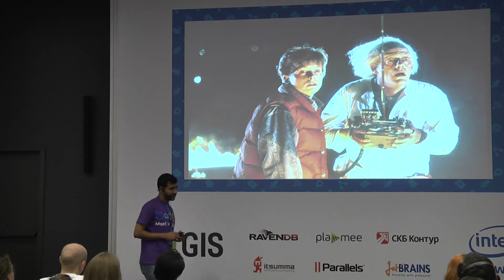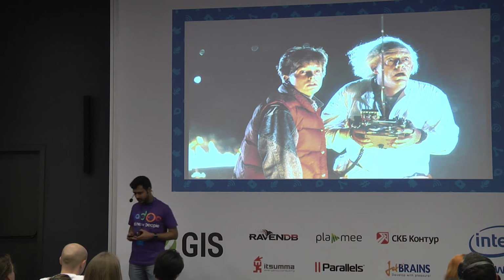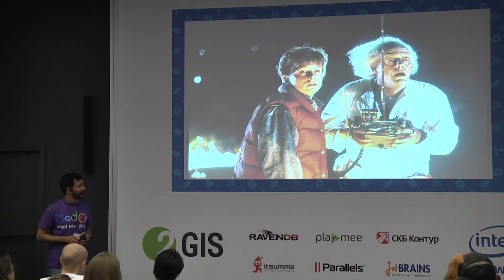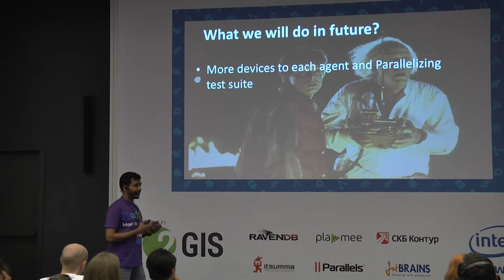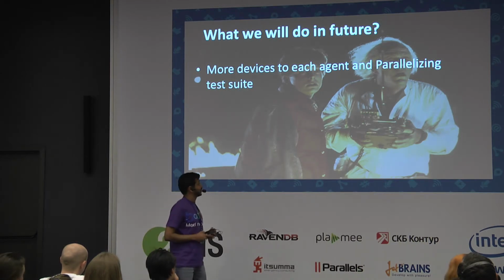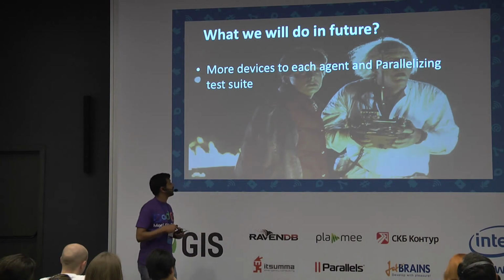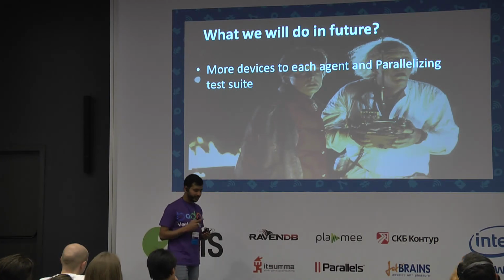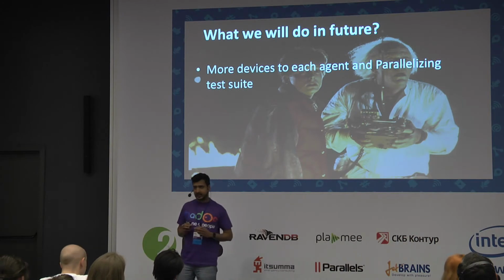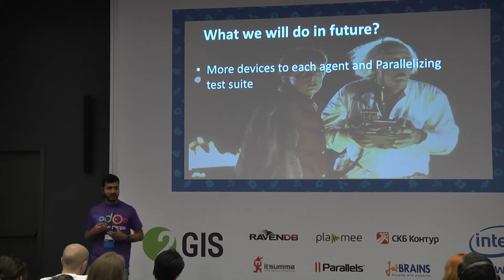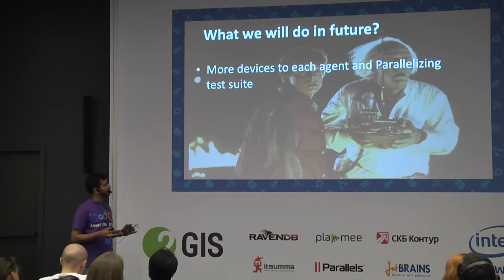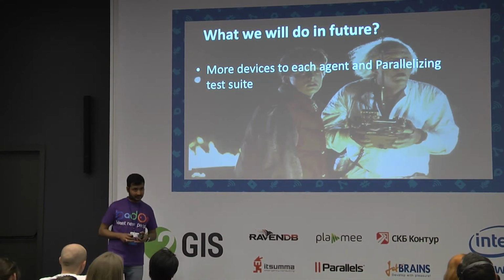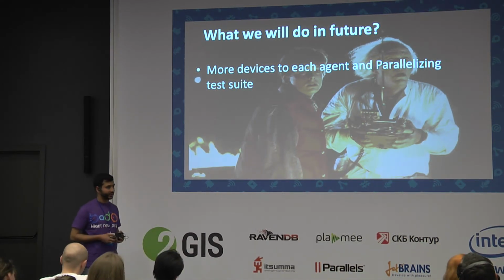So we still have some challenges. What we want to do in the near future is connect more devices to each agent and parallelize our test suite. Right now, running the full regression test suite takes 6 hours. We want to parallelize across multiple devices so that the test suite runs in half an hour, so we can run the full regression testing on every feature branch.